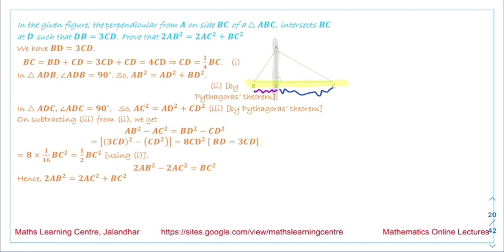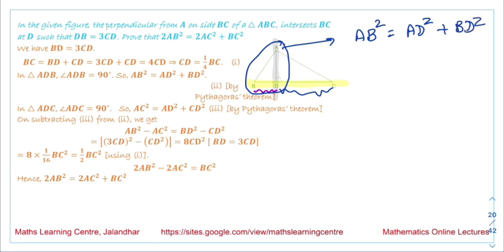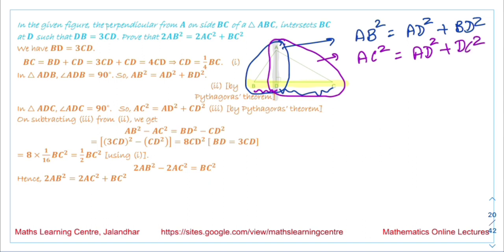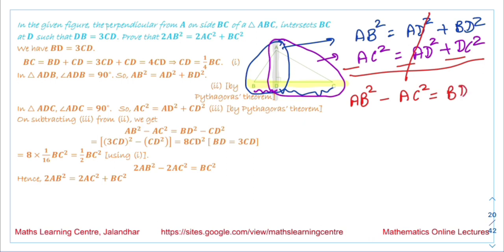Now we have two right angled triangles over here. One is the triangle ABD. For this triangle we have AB square equal to AD square plus BD square. In the second right angle triangle, we have AC square equal to AD square plus DC square. Now if we subtract these two equations, AD square gets cancelled, and we are left with AB square minus AC square equal to BD square minus CD square.